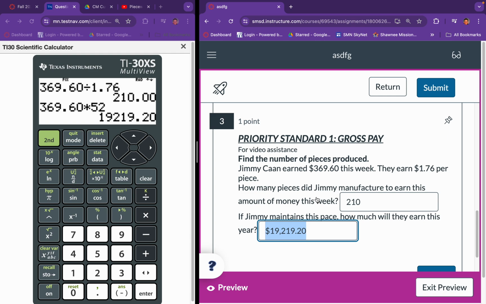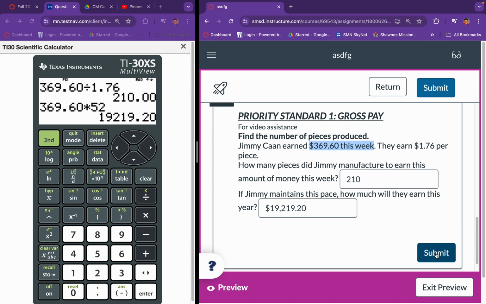Again, this is how much money he earns in a week, and there are 52 weeks in a year, so he would make $19,219.20. Maybe this is a gig job.